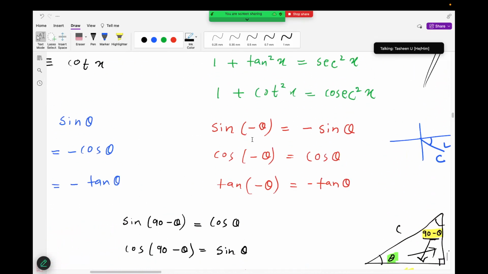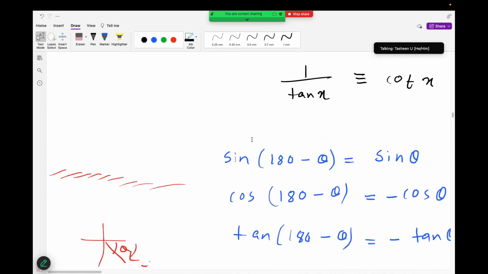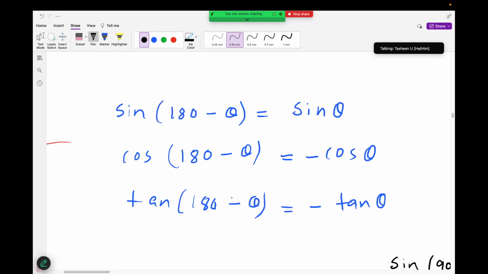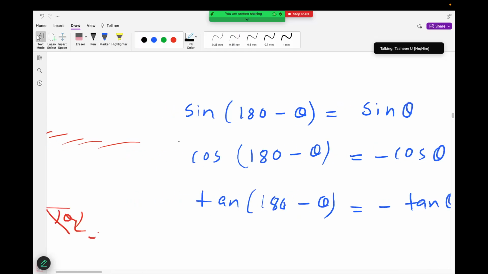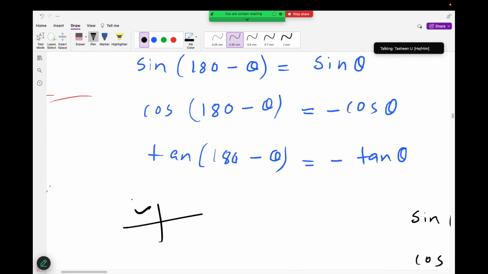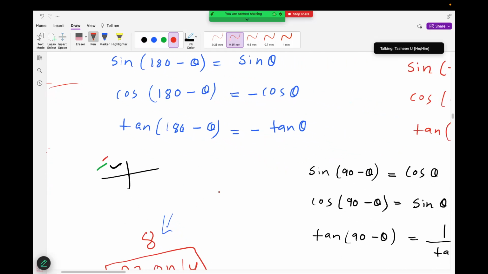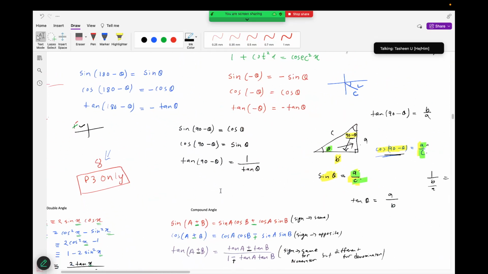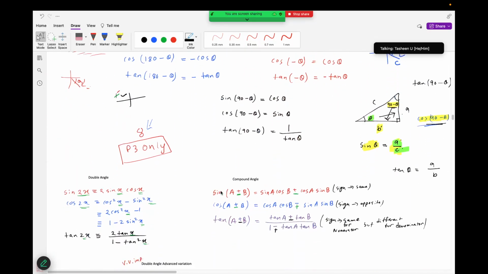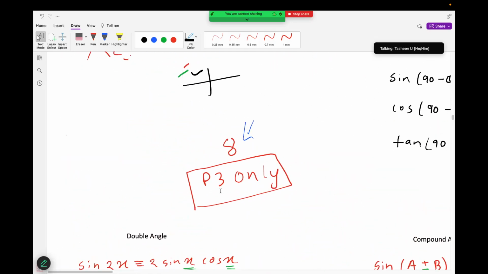And then we used to have the formulas for sine 180 minus theta, cos 180 minus theta, and tan 180 minus theta. Sine 180 minus theta is sine theta because it is in the second quadrant, where sine is positive. Cos 180 minus theta is negative cos theta because here cos is negative, and tan 180 minus theta is also negative because tan is also negative here. Up until this point you already know all of these. Okay, this was in your P1. Now we move on to P3.